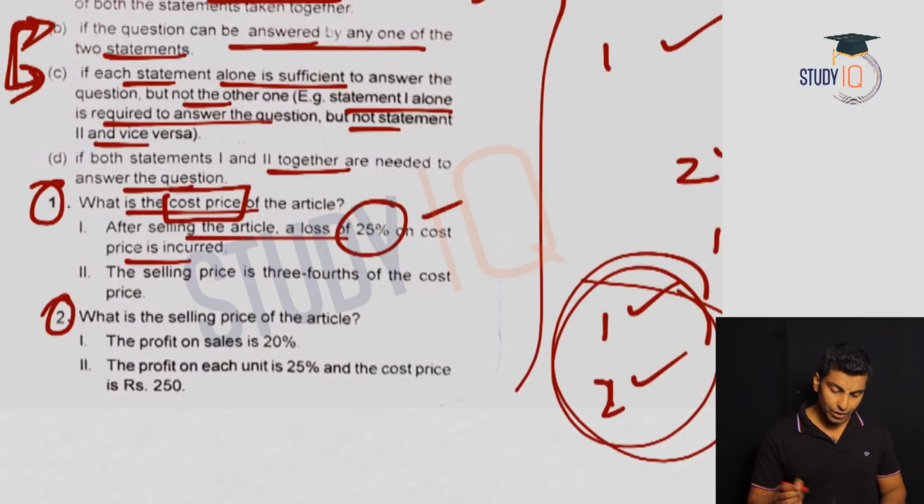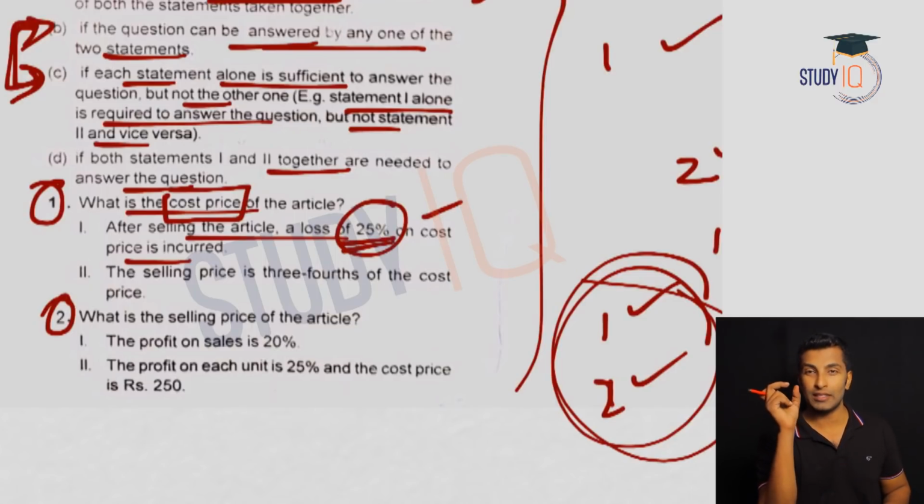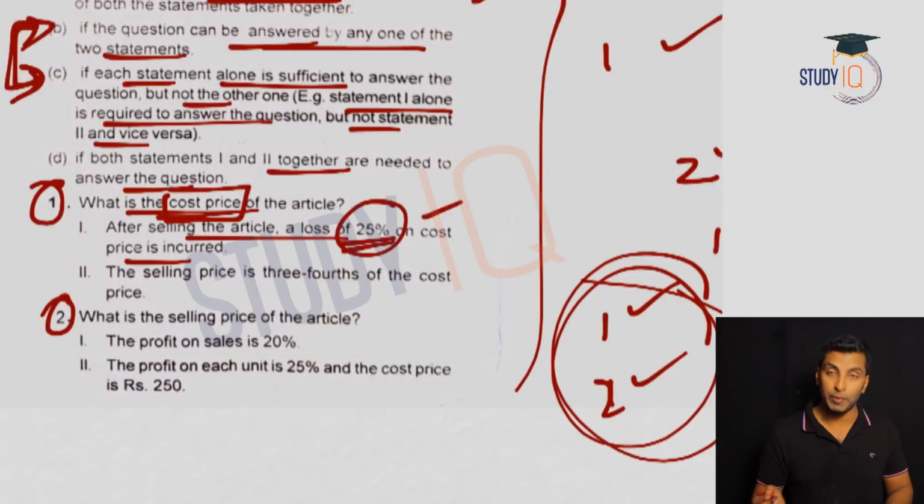Okay, so do you think that you can answer this question with this statement alone? See, in the statement only a percentage is given, nowhere mentioning anything related to the rate. But what they're asking us is the cost price. So you can't find it with statement 1 alone. Now let's consider statement 2 alone. Okay, so the selling price is 3/4 of the cost price.